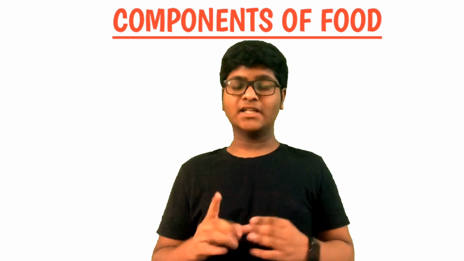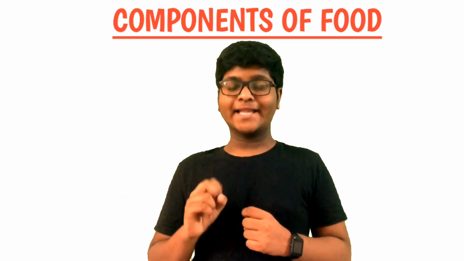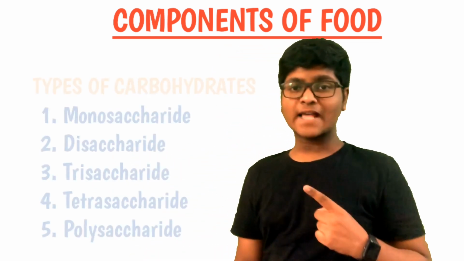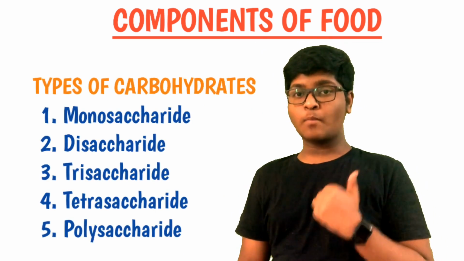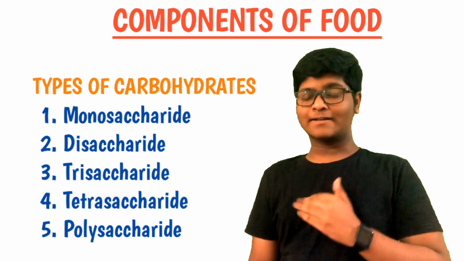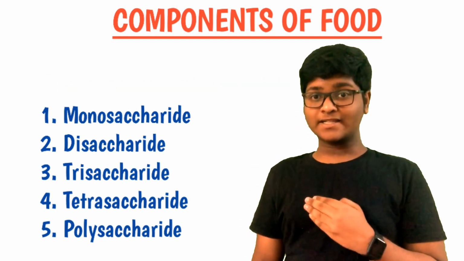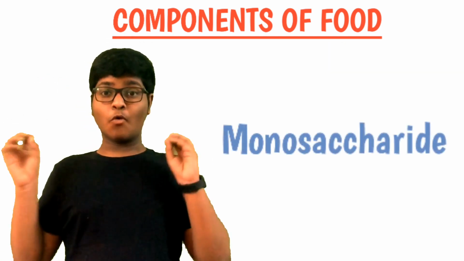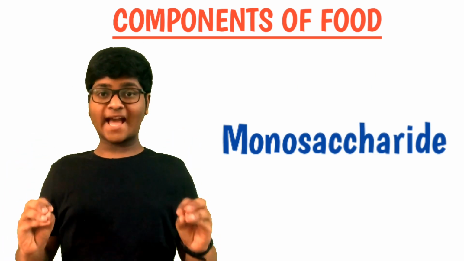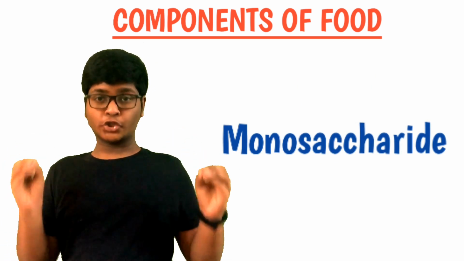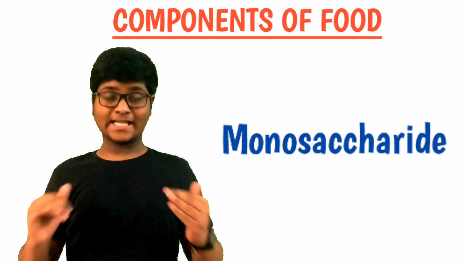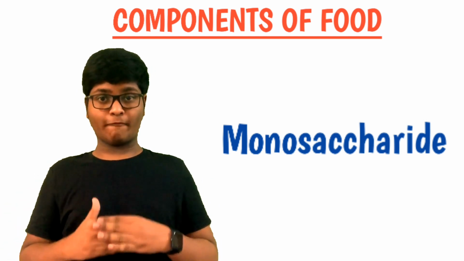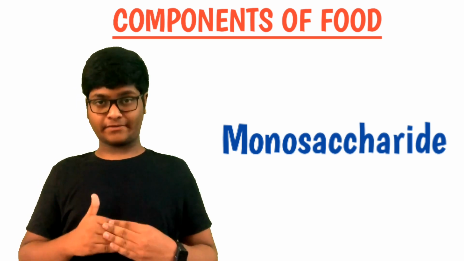And let us learn about the types of carbohydrates. Mainly they include the monosaccharide, disaccharide, trisaccharide, tetrasaccharide, and the polysaccharides. Let us learn about these 5 types of carbohydrates. Let us learn about monosaccharides. Monosaccharides are the simplest sugars. They are the carbohydrates that cannot be hydrolyzed, and these are the building blocks of more complex carbohydrates.